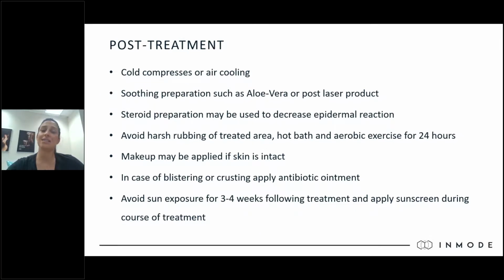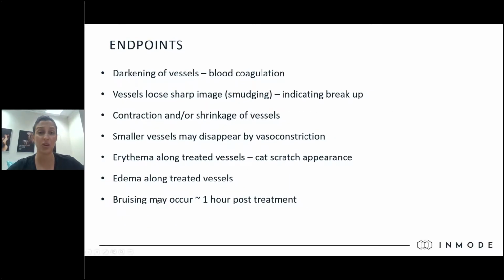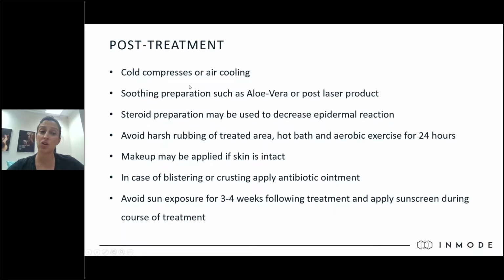So post-treatment, as I said, cold compressors or air cooling is recommended. I never skip it, because we do heat up the tissue to quite an extent. As I said, we do see the erythema and edema along the vessel, and therefore I like to not skip that part. So always apply some cold, an ice pack or air cooling, on the treated area. Any kind of soothing preparation may be used. Whatever you have in your premises is acceptable with me.